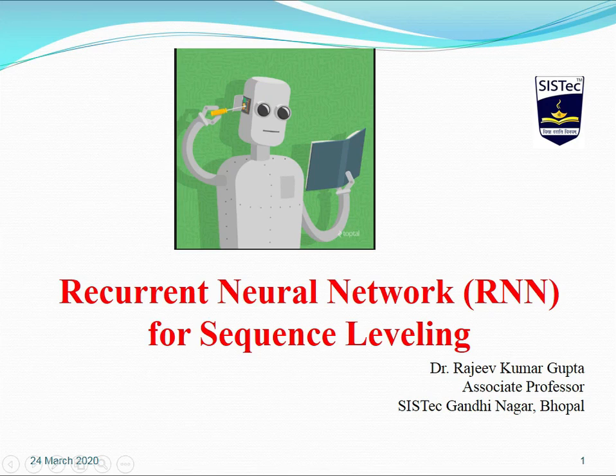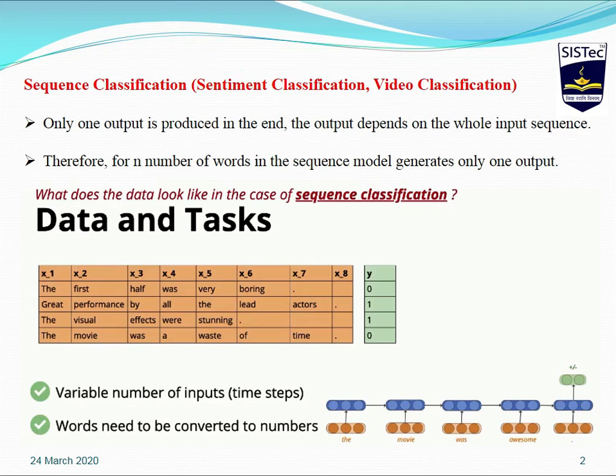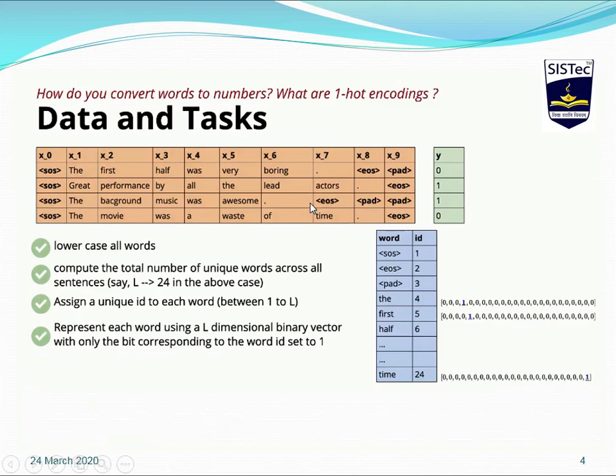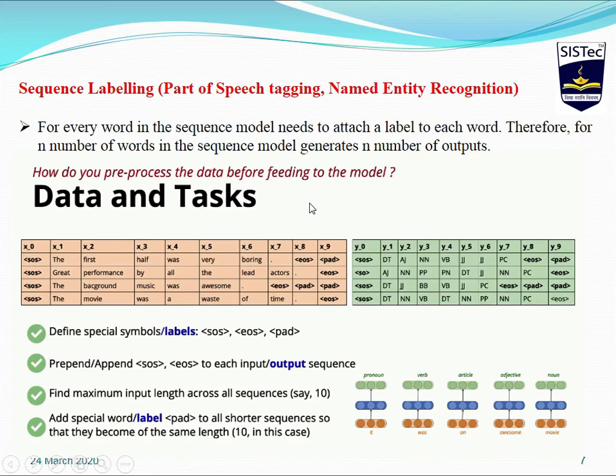Hello guys, today we are going to discuss recurrent neural network for sequence labeling. In the last class we have discussed how to design a recurrent neural network for sequence classification. We have also discussed the six jars of machine learning, that is data, task, model, learning algorithm, loss function and evaluation for sequence classification. We have also discussed how to pre-process the data for sequence classification. Now, today we are going to discuss how to design a recurrent neural network for sequence labeling.